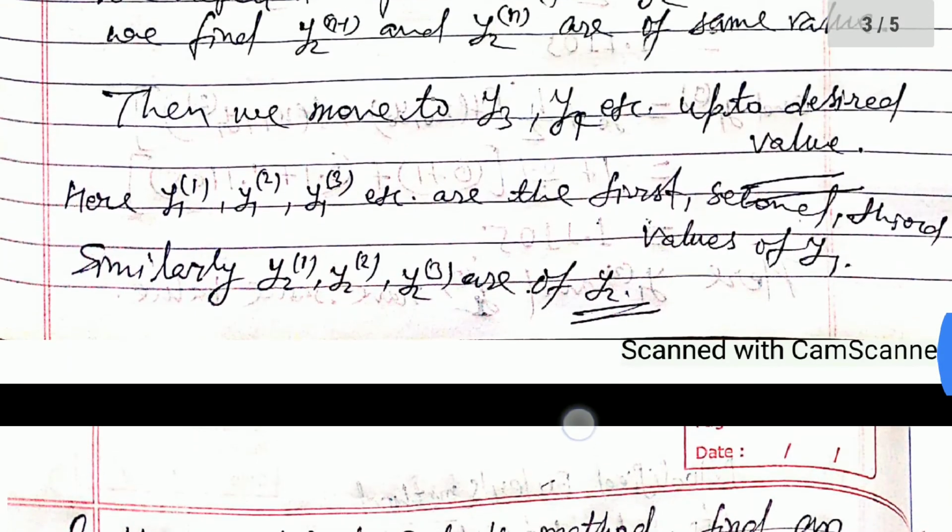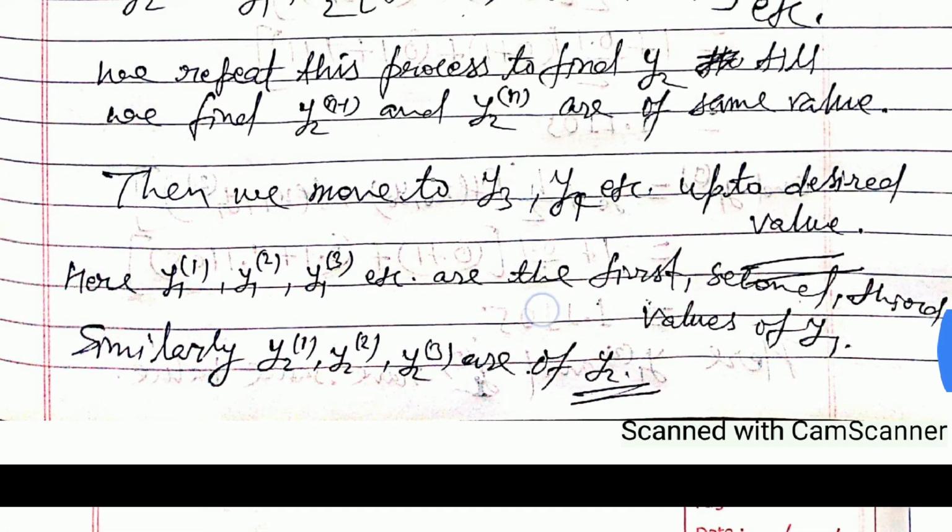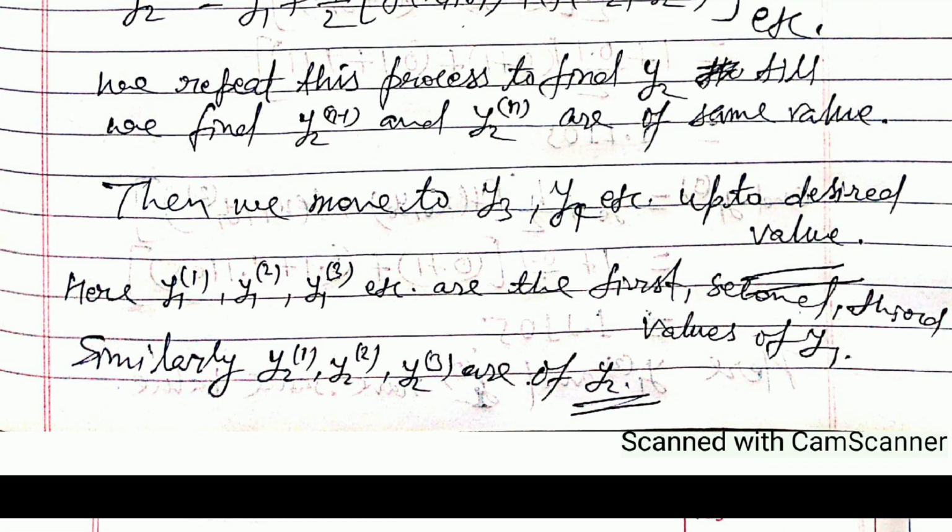Up to the desired value. So that is Euler's modified method. In the next class we will see an example on Euler's modified method.